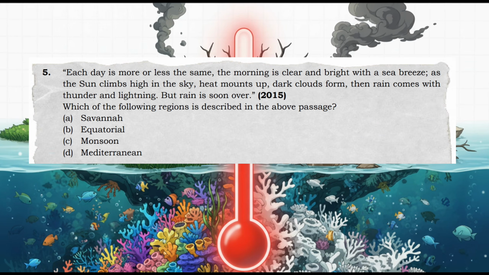Each day is more or less the same. The morning is clear and bright with a sea breeze. As the sun climbs high in the sky, heat mounts up. Dark clouds form, then rain comes with thunder and lightning. But rain is soon over. Which of the following regions is described? Option A, Savanna. Option B, Equatorial. Option C, Monsoon. Option D, Mediterranean.